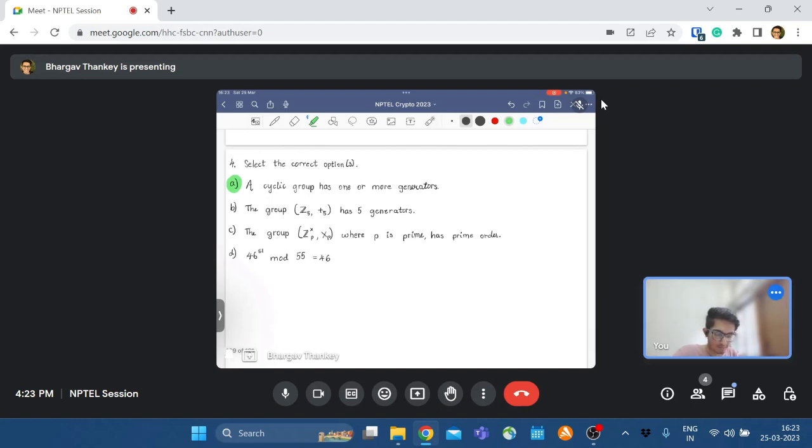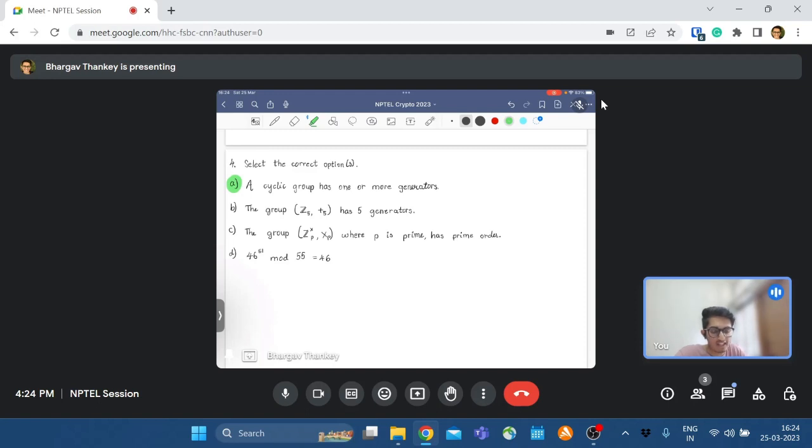So B is false. Option C is the group Z_P cross with multiplication mod P, where P is prime, has prime order. Well, this is also not true because this group contains the elements 1 to P minus 1. So it has P minus 1 elements. And if P is prime, P minus 1 cannot be prime. Why? Because if P is 2, then P minus 1 is 1, which is not prime. And if P is any other prime, then P is an odd number, so P minus 1 is an even number, and any even number other than 2 cannot be prime.